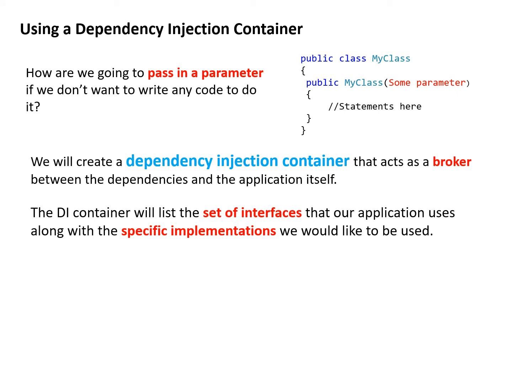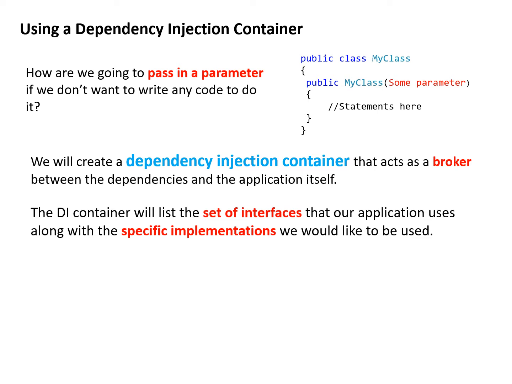We create something called a dependency injection container. So this is something outside our application. It's going to act as a broker between the dependencies and the application itself. So think about this dependency injection container as basically just a list of interfaces that our application uses, along with which implementation we want to use for each interface. So it's just like a list.